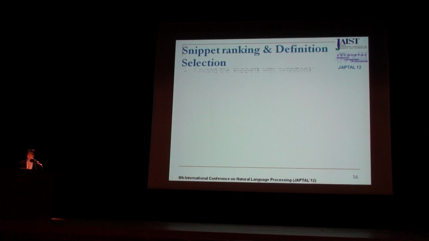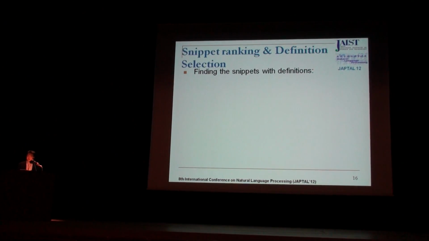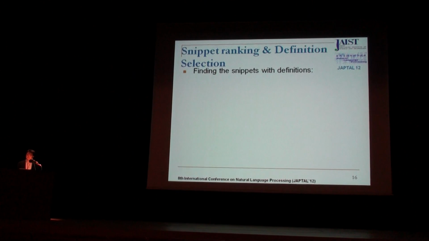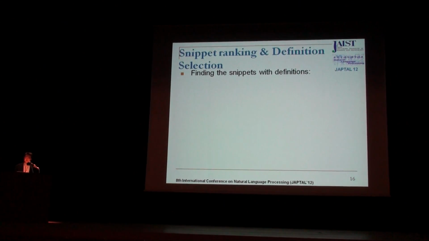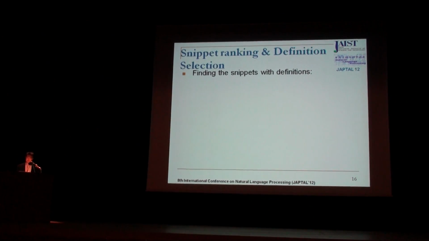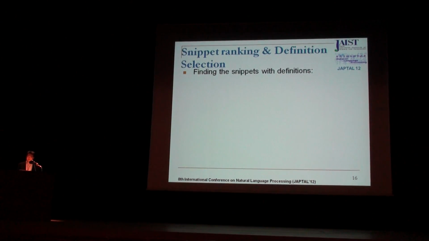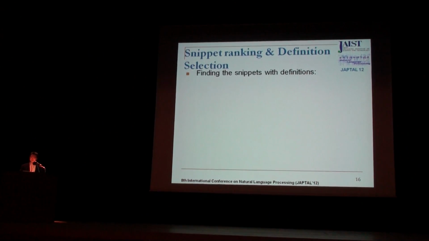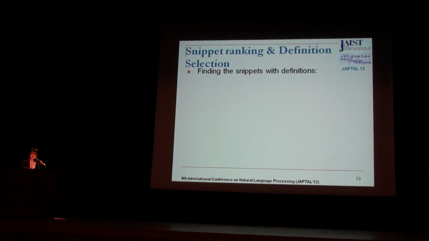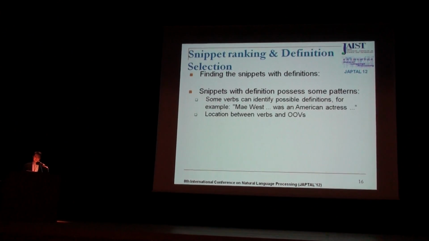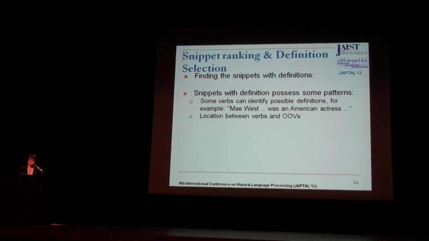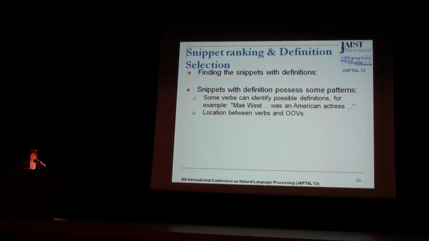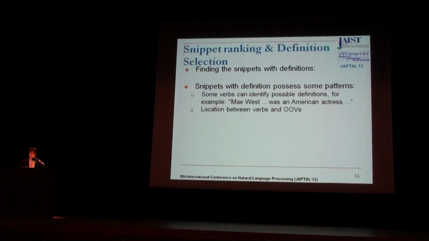According to our observation, many OOV terms have their definitions in the web retrieved snippets. The problem is how to differentiate the snippets with definitions from snippets without definitions. Statistically, the majority of retrieved snippets contain no definition. However, the snippets with definitions possess some patterns. For example, "Myrna Loy was an American actress." So according to our observation, certain verbs can be used to find the snippets with definitions.